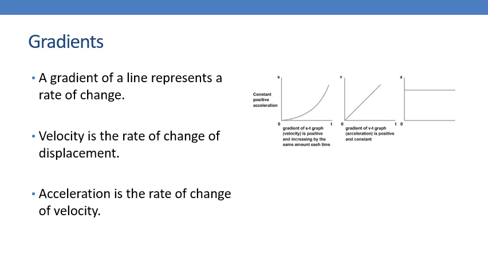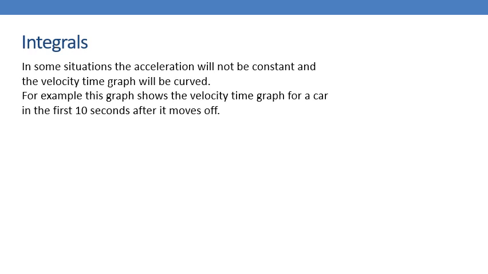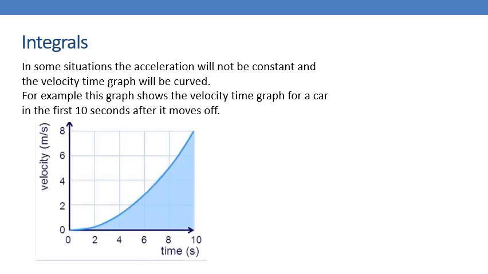So the rate of change of displacement gives us the velocity. The rate of change of velocity gives us the acceleration. In some situations where the acceleration is not constant, the velocity time graph is curved, like this one. And if we want to know how far this car has traveled in the first 10 seconds, we would need to work out the area underneath that graph.